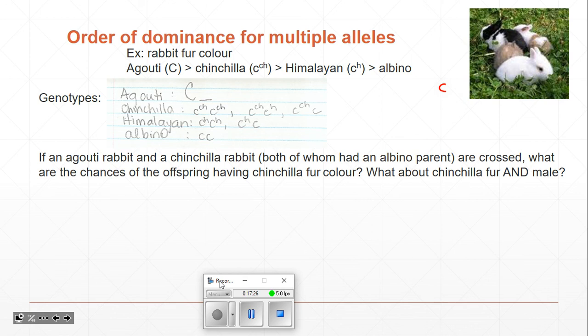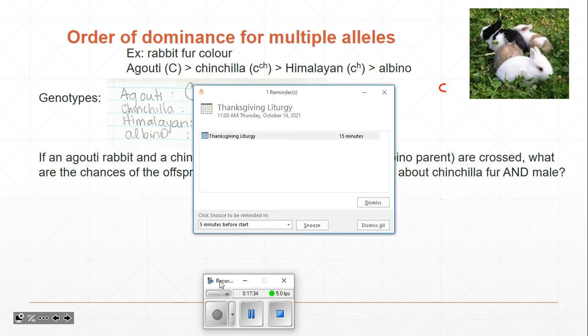Albino, but I tried to write it on the smartboard, remember, so it wrote it 15 centimeters away from where I actually wrote on the smartboard, because it's a dumb board. Oh, yeah, I know we have a Thanksgiving liturgy, thank you.